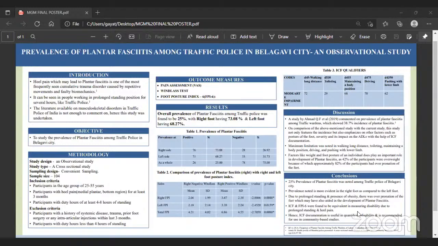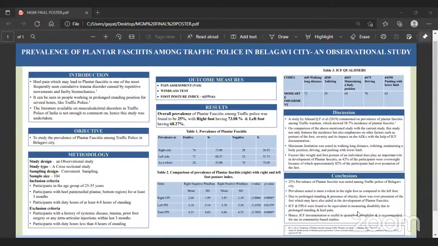In discussion, a study by Ahmed et al. commented on prevalence of plantar fasciitis among traffic wardens, which showed 38.7% incidence of plantar fasciitis. On comparison of the above mentioned study with the current study, the current study not only features the incidence but also emphasizes other factors such as posture of the foot, severity, and its impact on the ADLs with the help of ICF documentation.